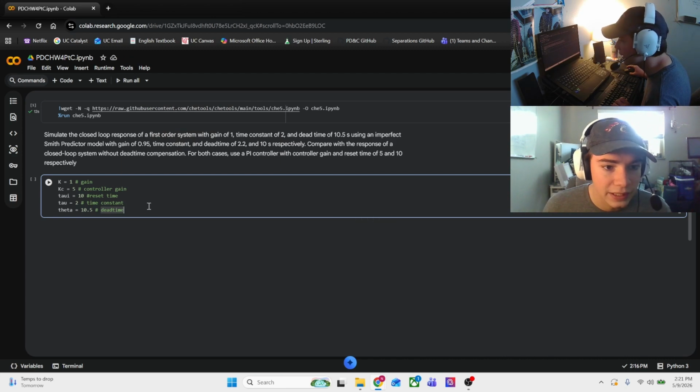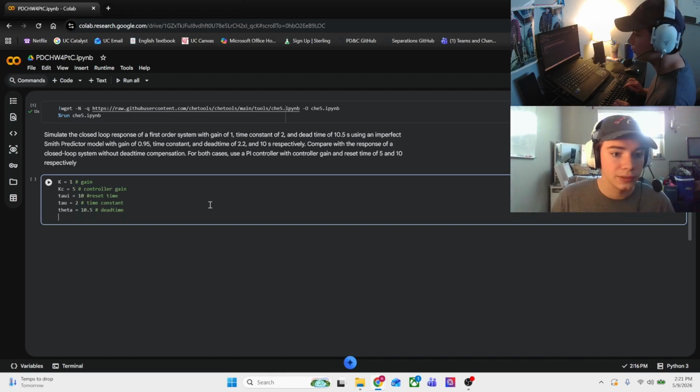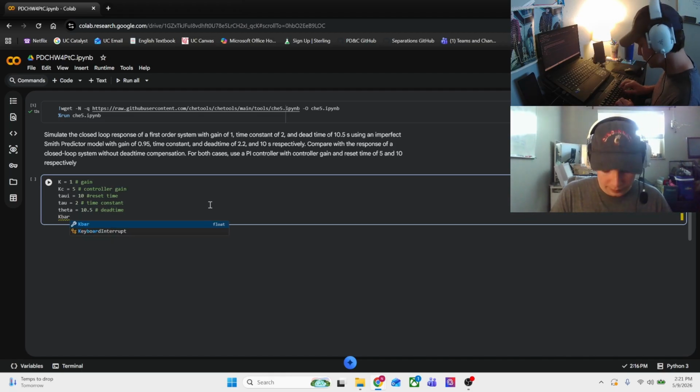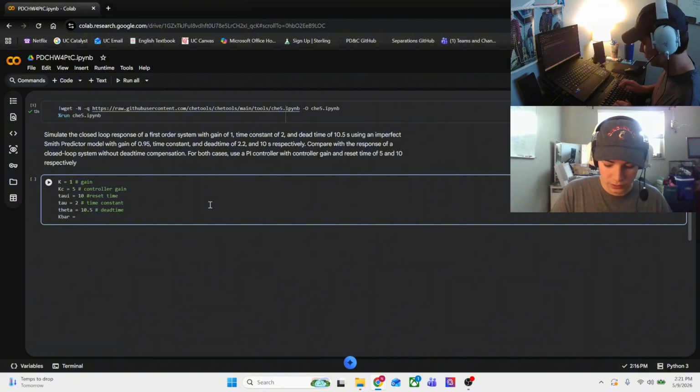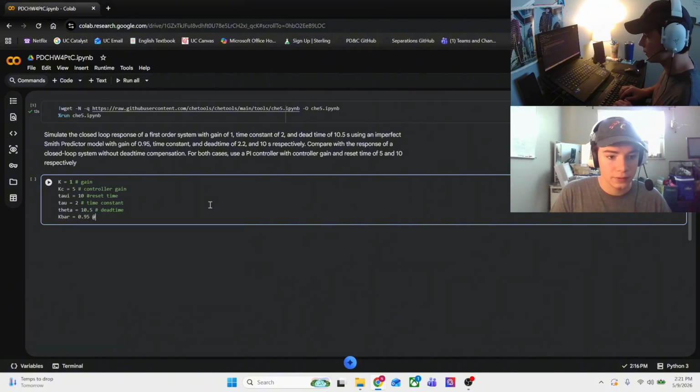And then going down the list of constants we need, we're going to need our model gain, which we're going to call K bar. That's going to be equal to 0.95. It's our model gain.